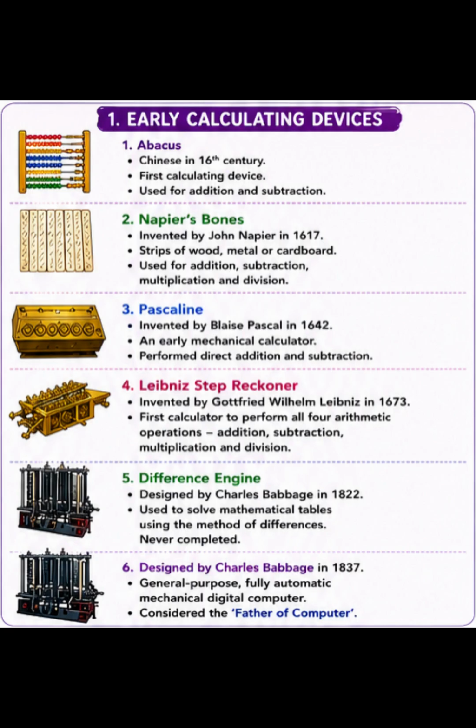Thousands of years ago, people invented the abacus in China. It was the very first calculating device, using wooden beads on frames to add and subtract. Later, in 1617, John Napier invented Napier's bones, which were strips of wood or bone used for multiplication. Then came the Pascaline, built by Blaise Pascal in 1642.